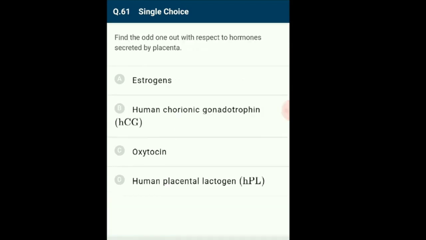Question number 61. Find the odd one out with respect to hormones secreted by placenta. HCG, HPL, estrogens and progesterone hormones are produced by placenta in women only during pregnancy. Oxytocin is released by the maternal pituitary gland, that is neurohypophysis, at the time of childbirth due to fetal ejection reflex. Relaxin is produced by ovary only during pregnancy. So the answer for this question is option C, oxytocin.